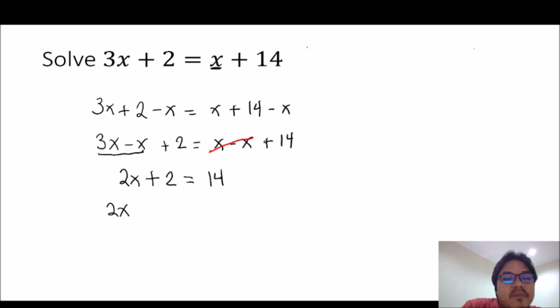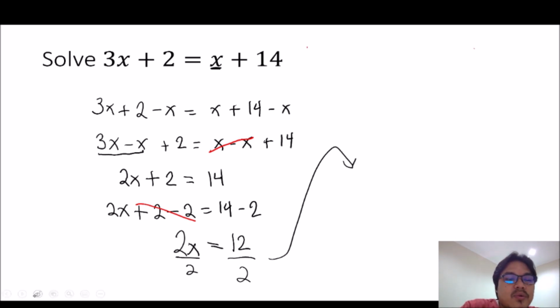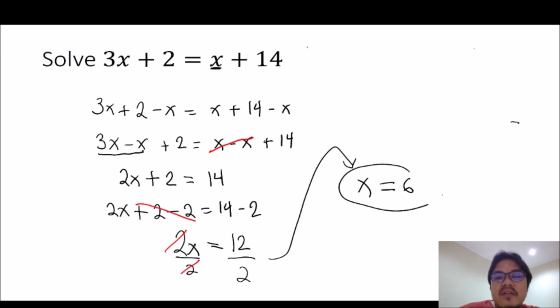To remove plus 2, applying the inverse of it, we subtract 2 on both sides. So 2 minus 2 will be cancelled out. So 2x will stay on the left-hand side. And 14 minus 2 is 12. Okay. So to isolate the unknown x, we will divide both sides of the equation by 2. So 2 divided by 2 is just 1. So cancel this. What will stay is only x. So x equals 12 divided by 2, which is 6. So x equals 6 is the solution.